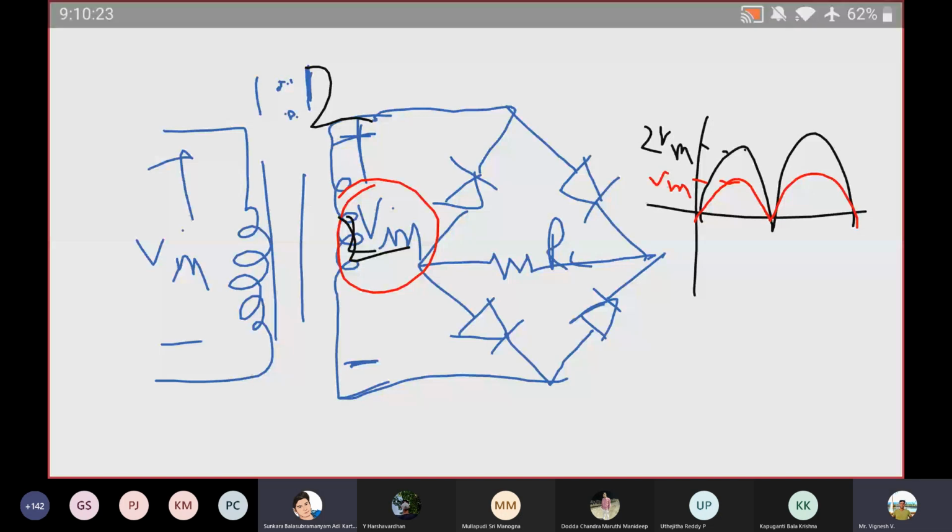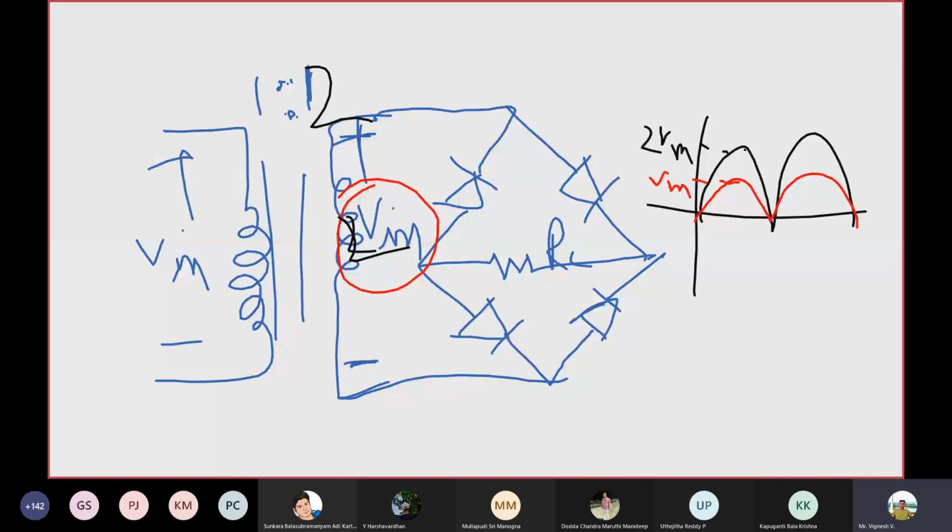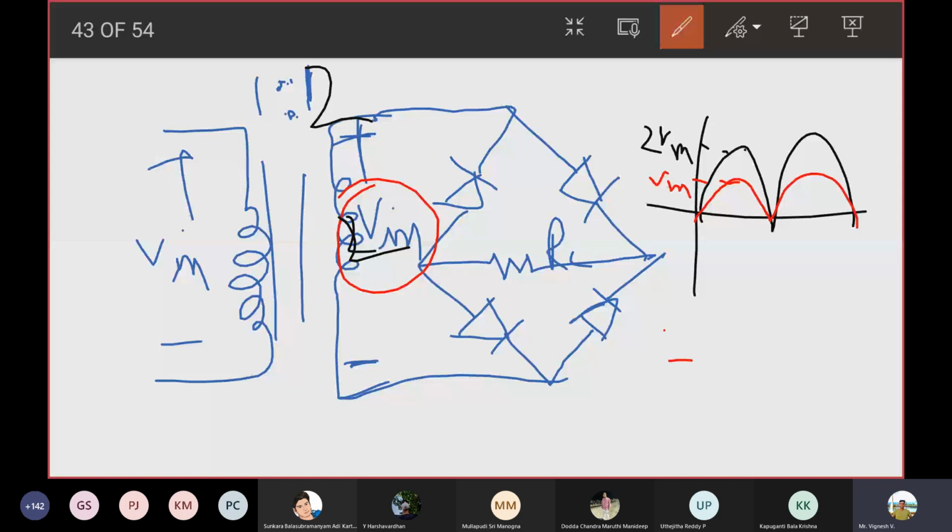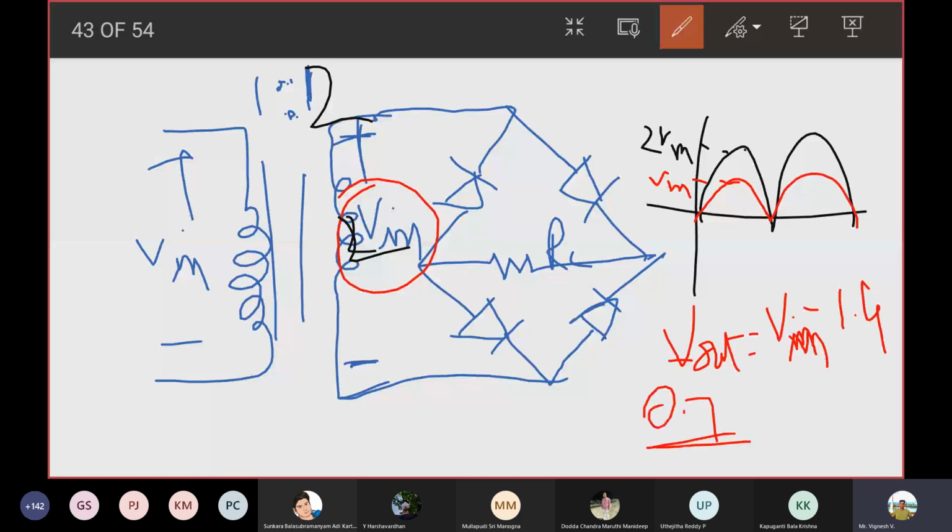This is a very important concept to understand. Why is a bridge rectifier better than a center tap full wave rectifier? That's the reason we proceeded to the next circuit called a bridge rectifier. In spite of you losing out the extra 0.7, see, your output voltage was Vin minus 1.4, right? You're losing out the extra 0.7 volts. But in a center tap full wave rectifier, the input itself is getting halved, right? So that 0.7 volts does not make much of a difference.